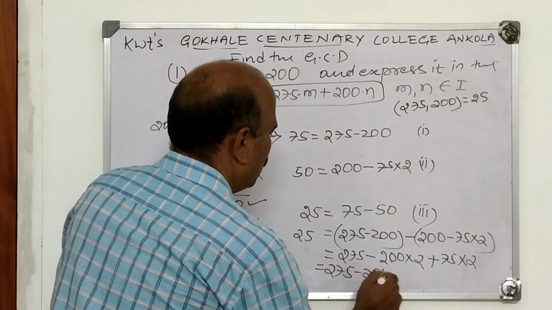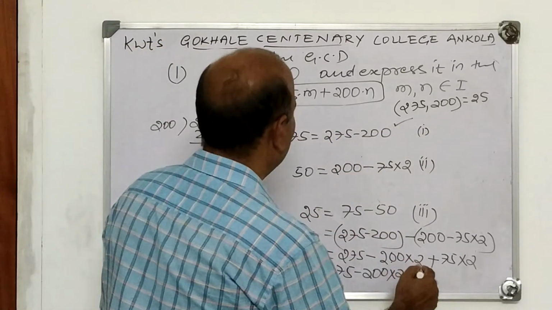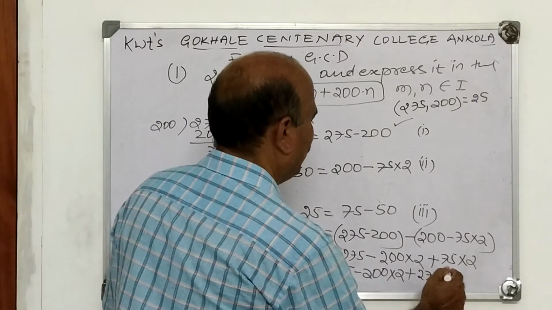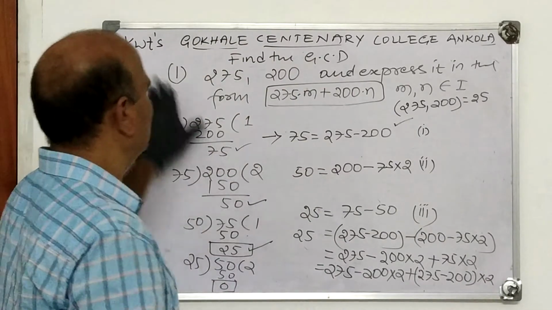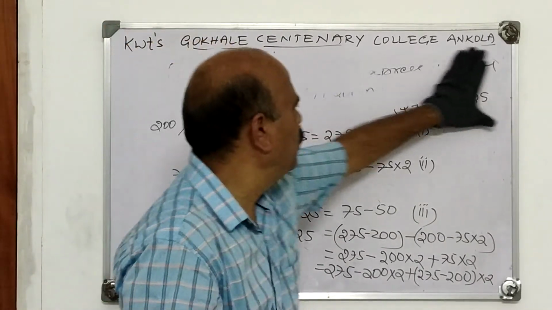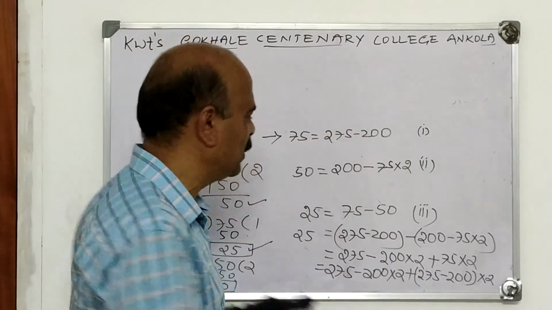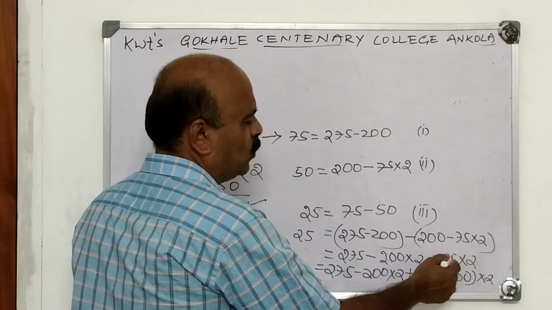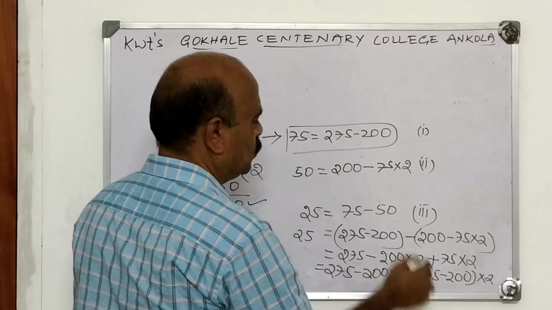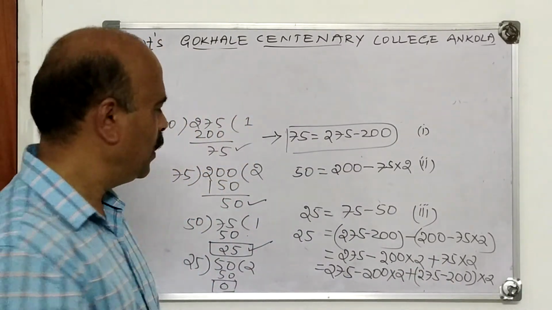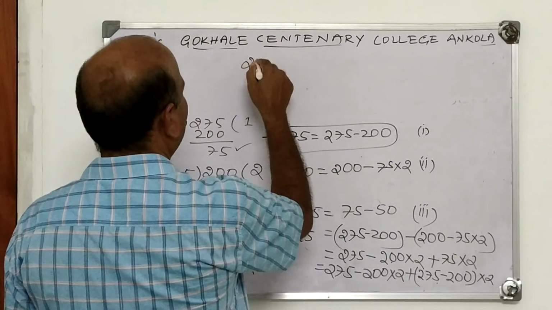275 minus 200 into 2 plus, again you have to substitute. What is 75? 75 is 275 minus 200. See the step here. In one step you have to substitute the value, and in the next you have to simplify like this only. 75 into 2 I have not written as 150. I kept 75 as it is, but 75 is replaced by this 275 minus 200. Now once again you have to simplify.